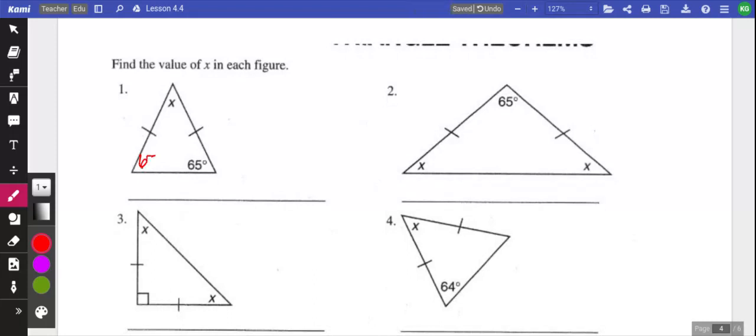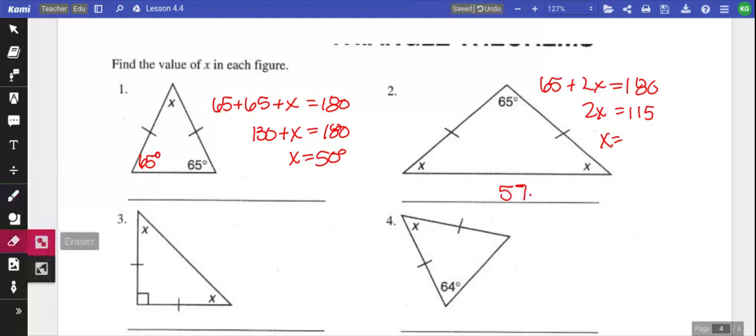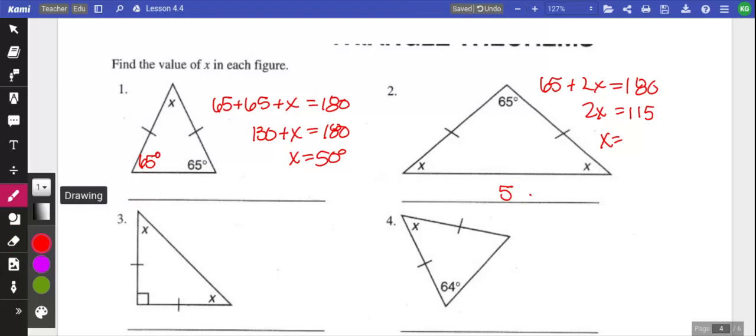This one, again, I know the bottom down here is 65. And so I can write 65 plus x makes a triangle. So 130 plus x is 180. So x is 50. This one I can do 65 plus 2x equals 180. Subtract the 65 and I get 115. Divide that by 2 and I get 55 and a half, I think. I was right, 57.5.